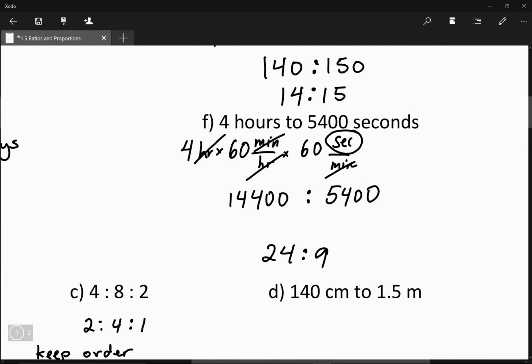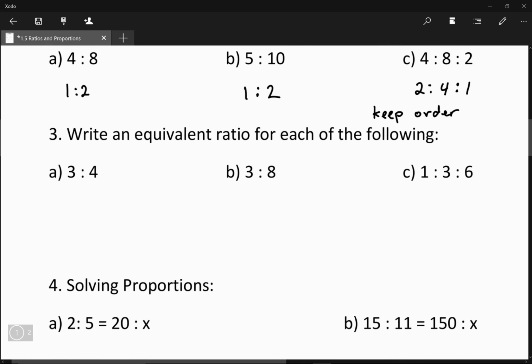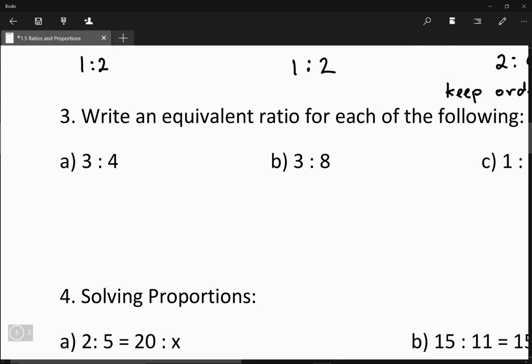Whoa, did I miss one here? Oh, okay, that was already done. All right, so number 3, write an equivalent ratio for each of the following. So 3 to 4, just write another ratio.